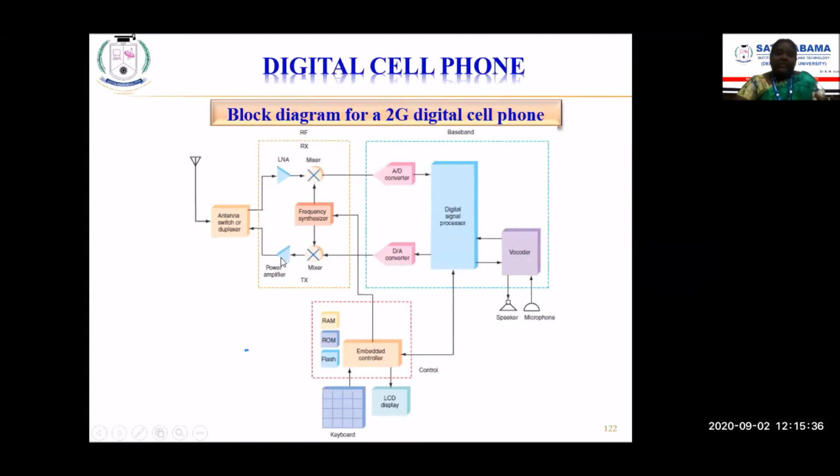Suppose whatever we are speaking has to be transmitted via the single antenna, the switch will be connected to the transmitter. And if we want to receive a signal from any other person, if we are receiving any call or any data, that switch will be connecting the antenna to the receiver of the RF section. So this is the RF section. As I told you already, there will be two sections here. First one is the RF section, second one is the baseband section, and we have the controller part here. Okay, so this is the internal architecture of a second generation digital cellular telephone.